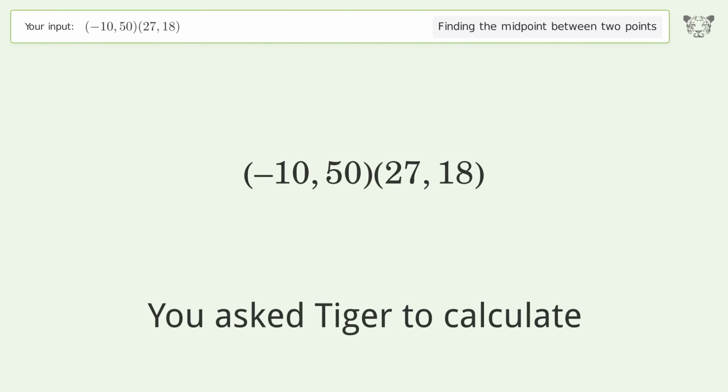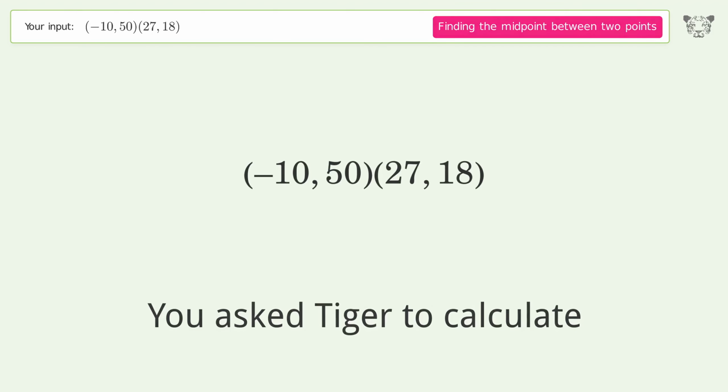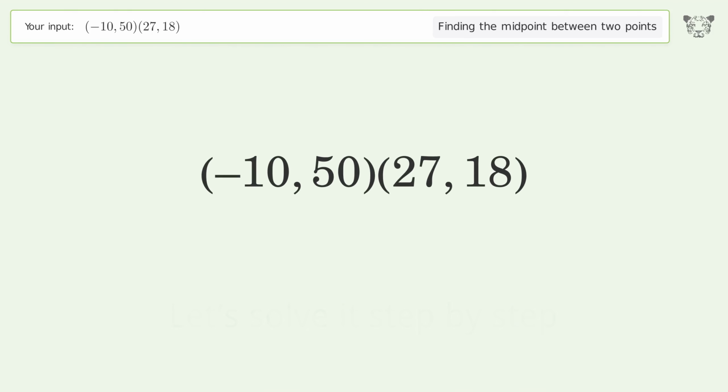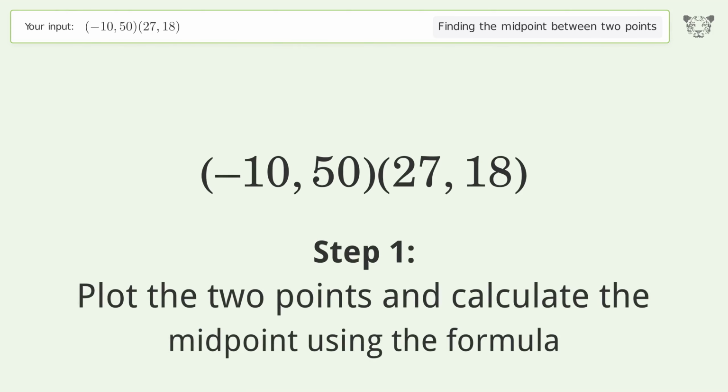You ask Tiger to calculate. This deals with finding the midpoint between 2 points. The midpoint between the 2 points is 8.534. Let's solve it step by step. Plot the 2 points and calculate the midpoint using the formula.